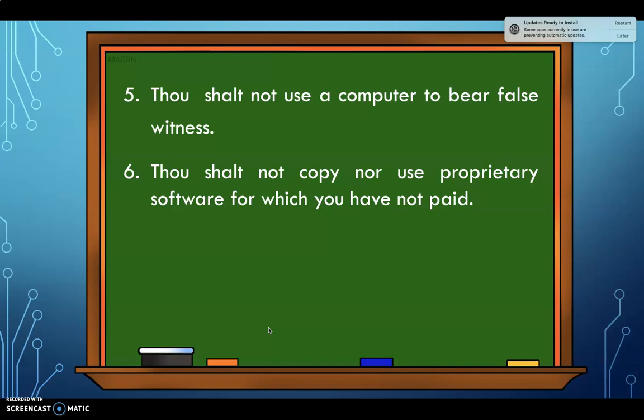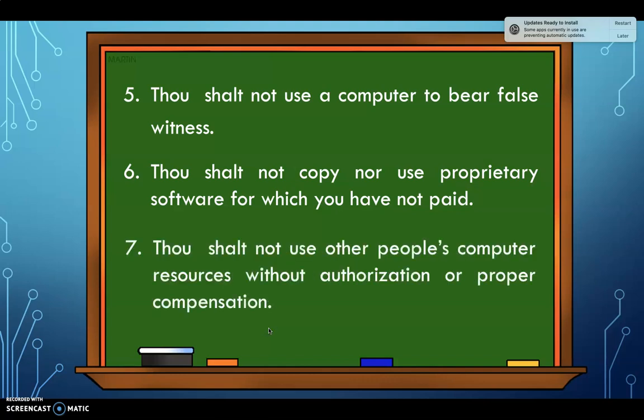Rule number 7. Thou shalt not use other people's computer resources without authorization or proper compensation. It is illegal and unethical to do bad things on a computer while logged in as someone else.